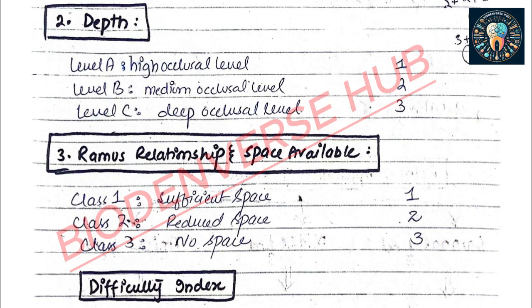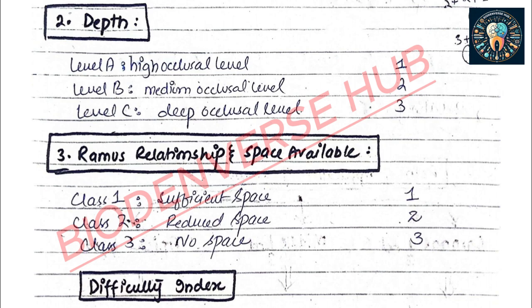So remember that under the classifications we have studied level A, level B, and level C. In level A, the depth will be the high occlusal level, and in that case you have to give the score of 1. Then in level B we have the medium occlusal level, and we have to score it as a 2. And in level C, the occlusal level is very much deep, so we will have to score it 3.